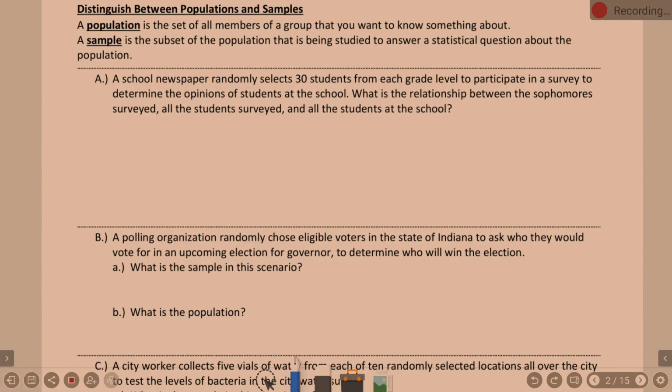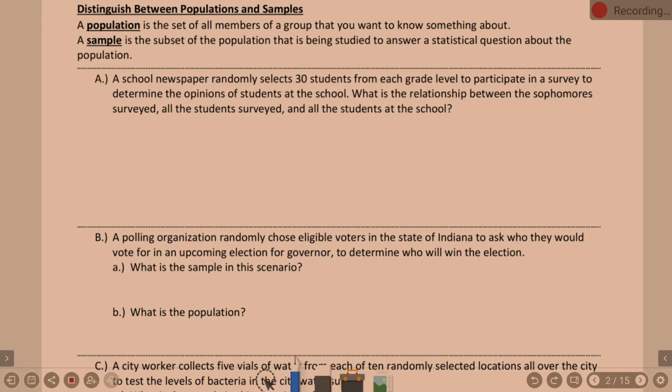We're picking up on the second page of the 11.1 notes in your class, talking about populations and samples. Our goal here is to distinguish between what a population is versus what a sample is. By definition, a population is a set of all members of a group that you want to know something about. So the population is the big overall group. What are we talking about? Whereas a sample is a subset of the population that is being studied to answer a statistical question about the population. Okay, so a sample is a subset of the population.